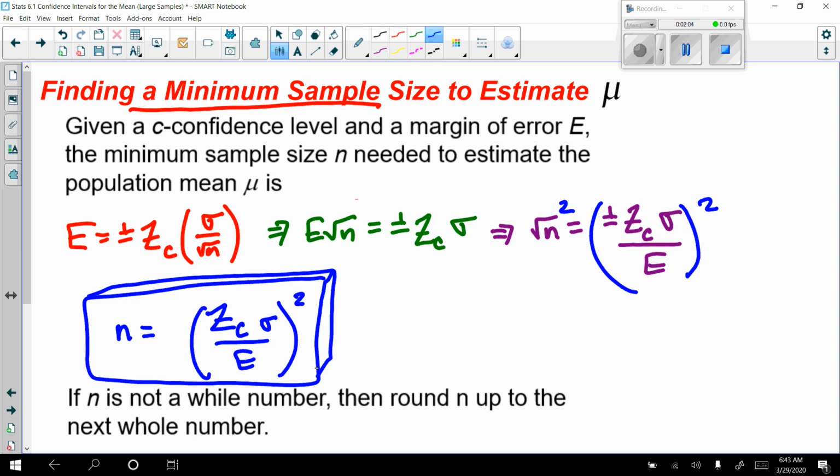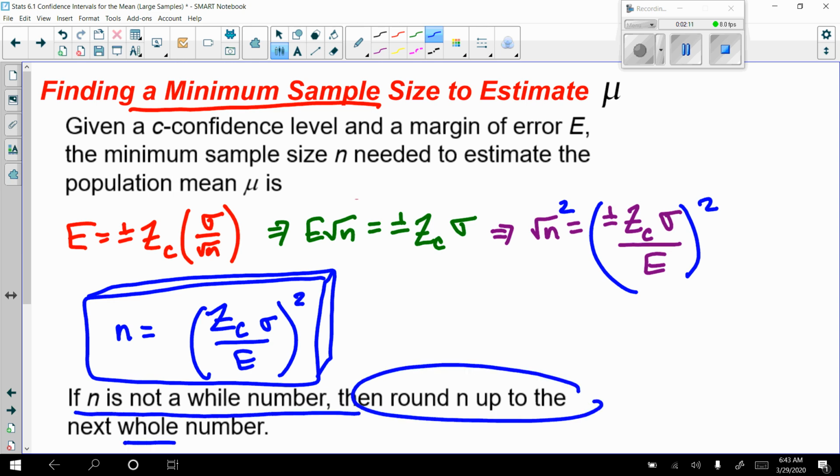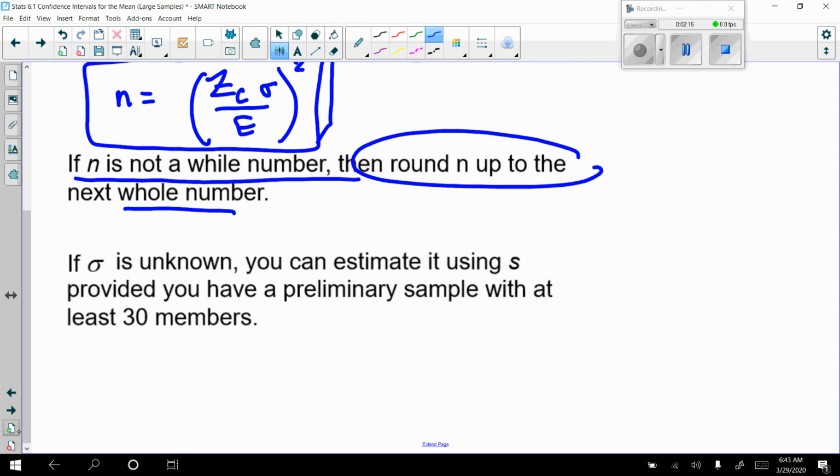Now remember, n is the number of things that need to be in your sample. So if n is not a whole number, then you need to round up to the nearest whole number. You always round up, you don't round down. If sigma is unknown, then you have to estimate it using s, the sample standard deviation, if you have at least 30 members in your sample.